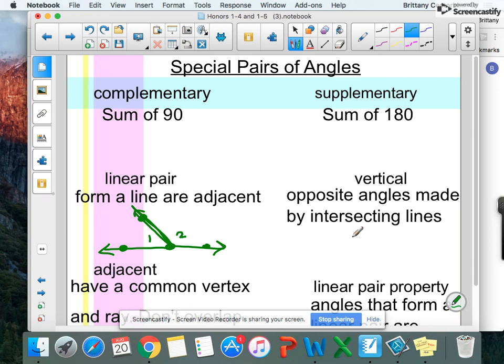Vertical angles, those are opposite angles made by intersecting lines. So if we have intersecting lines here, a pair of vertical angles would be 1 and 2, and then also a pair 3 and 4. So they're opposite from each other.